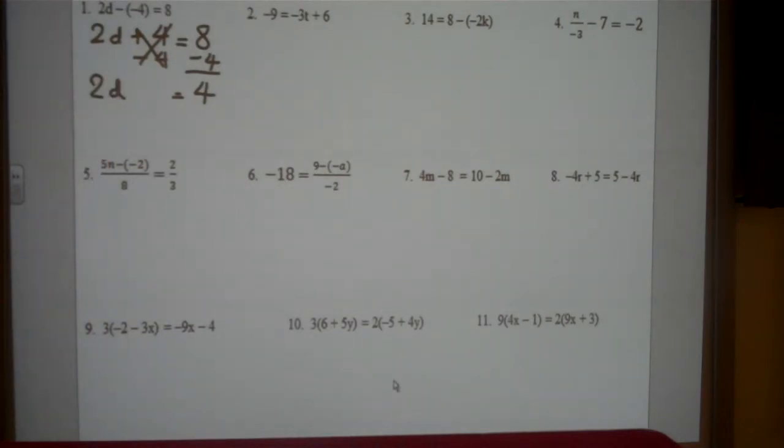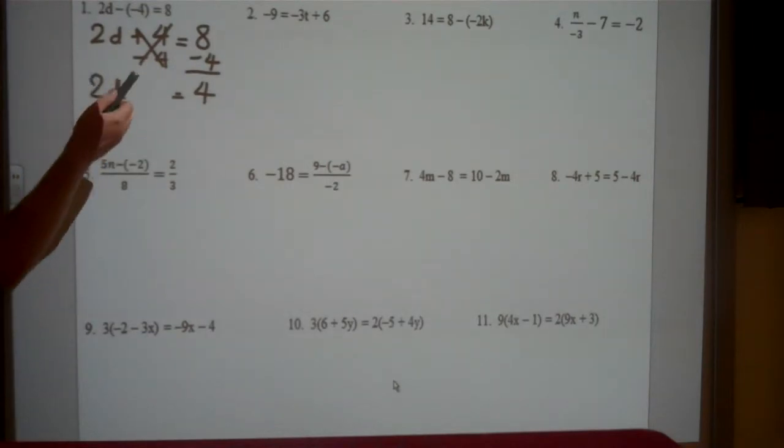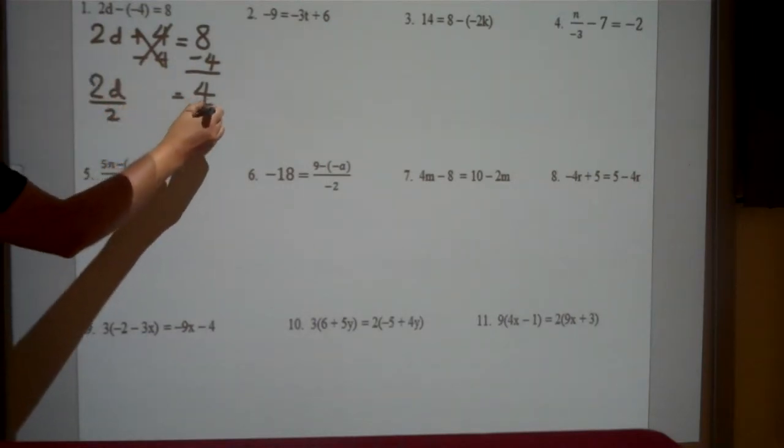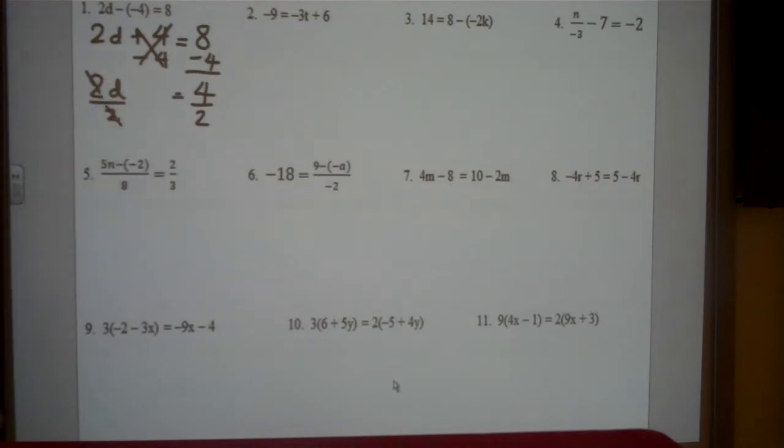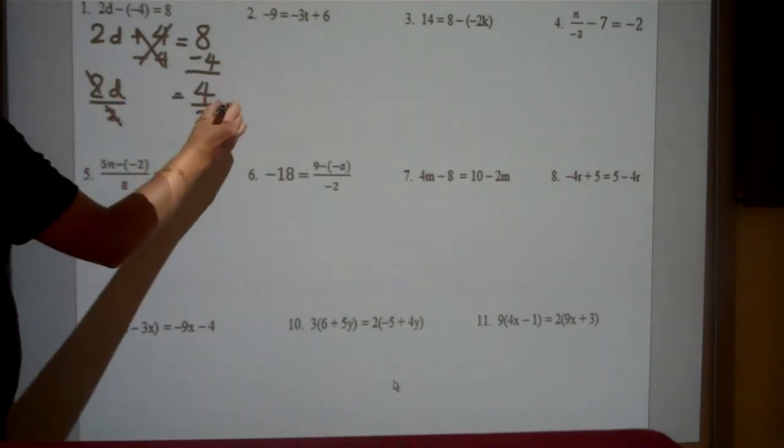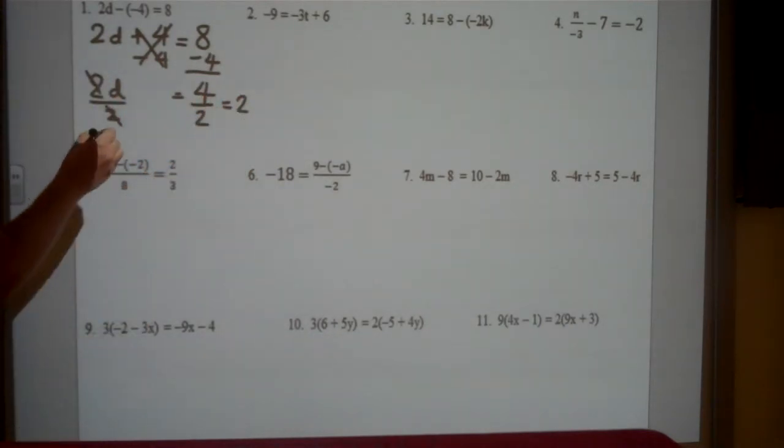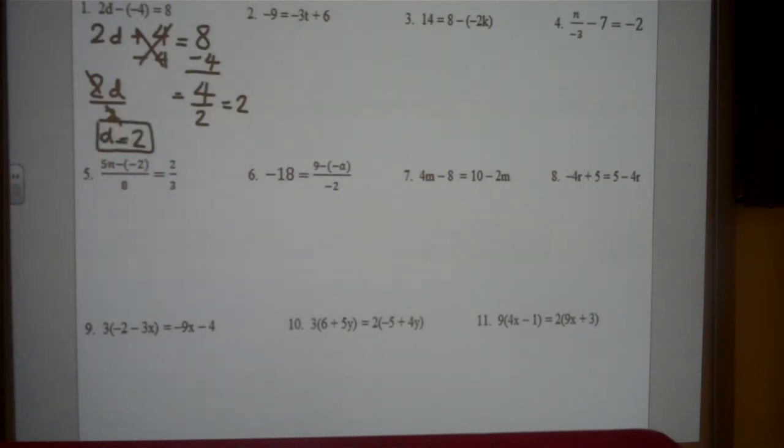Now remember in algebra when two things are next to each other, that means that you're multiplying. So instead of multiplying by 2, if I divide both sides by 2, then I get left with just d, and 4 over 2 is just 2. So in other words, the answer to the first question is d equals 2.